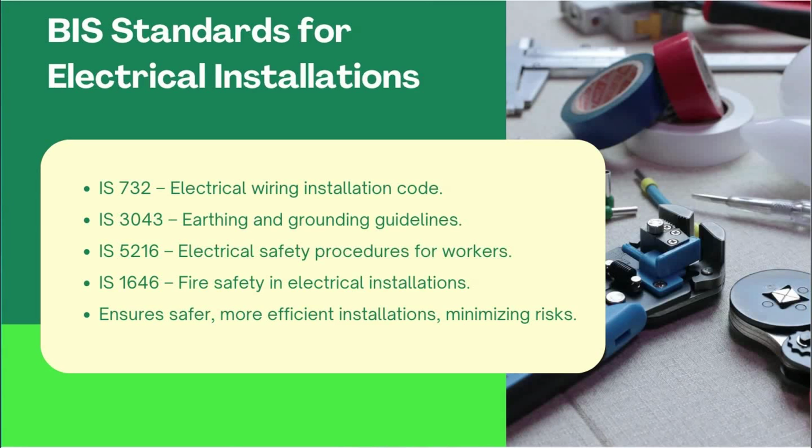Then we have the IS code 5216, which provides safety procedures for working with electrical equipment, thus ensuring worker and technician safety. Next is the IS code 1646, which provides fire safety in buildings concerning electrical installations, preventing electrical fires in homes and industries. Following these standards ensures proper installation, minimizes electrical risk and enhances energy efficiency.